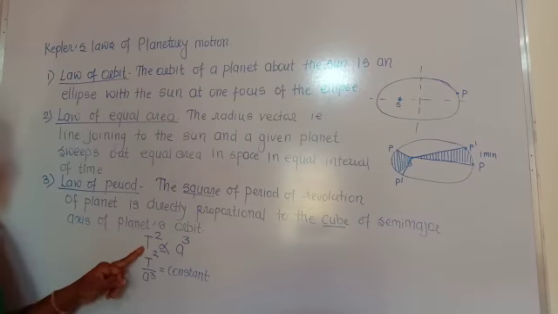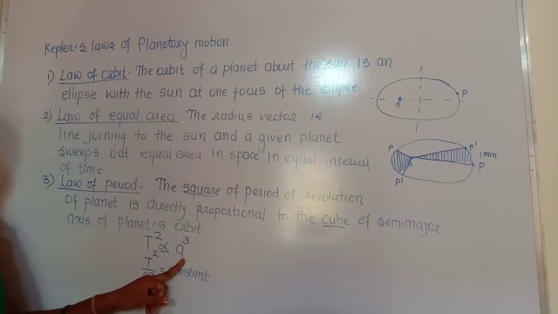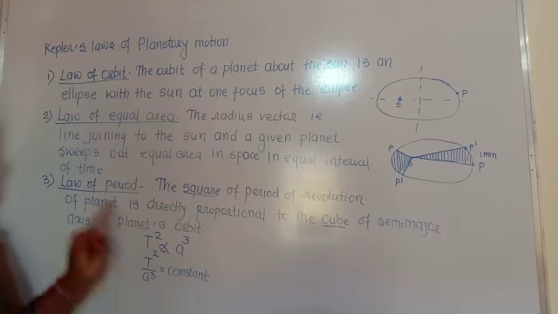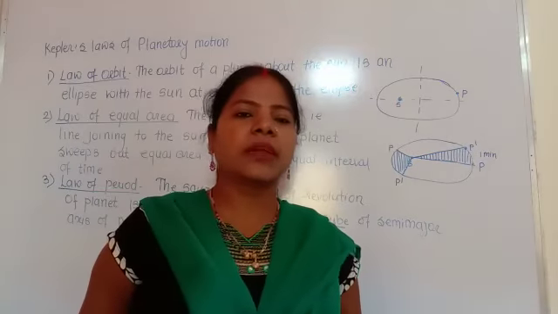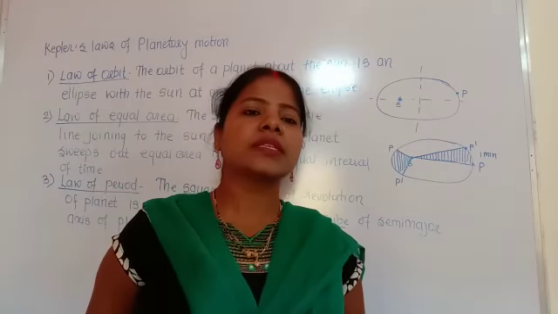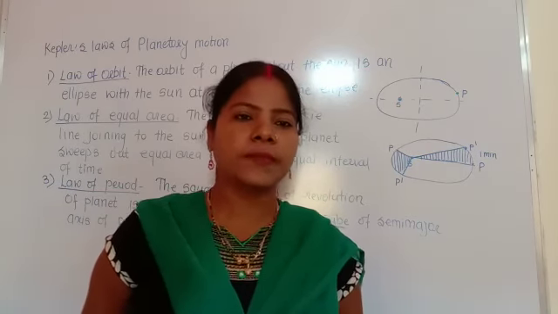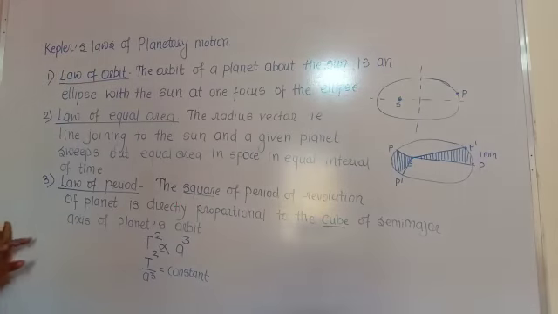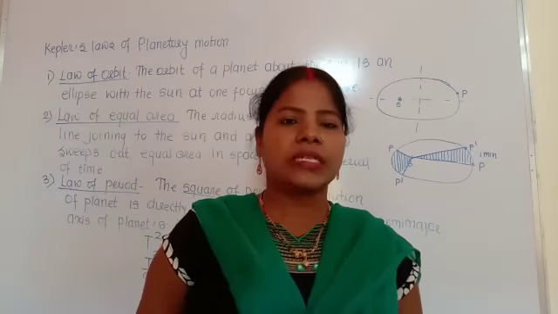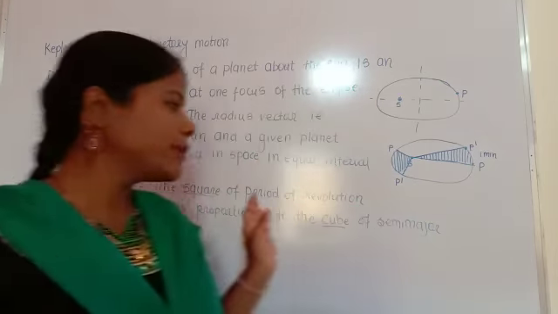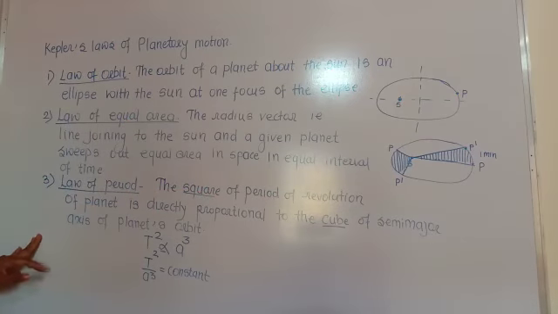We can write T squared is directly proportional to a cube, and if we remove the proportionality sign, we take some constant, so T squared by a cube is equal to a constant. This is the law of period. I hope you all understand Kepler's laws of planetary motion, because this was already seen in 12th science. These are the most important laws, and this question can be asked in the exam for 2.5 marks, so remember them well according to the exam.